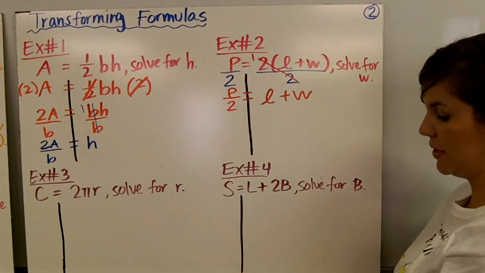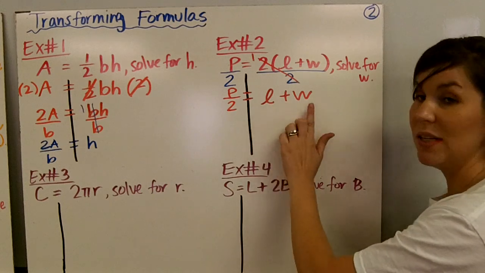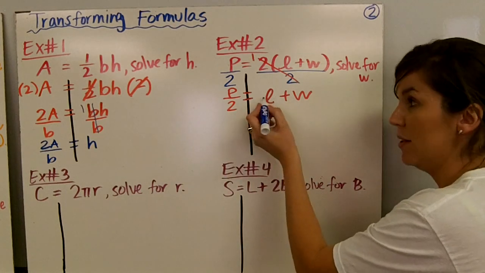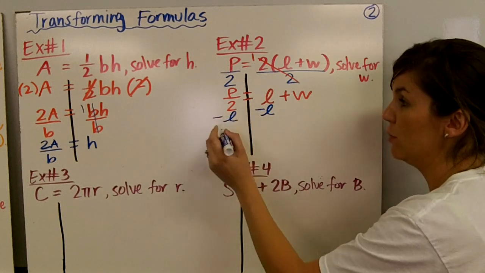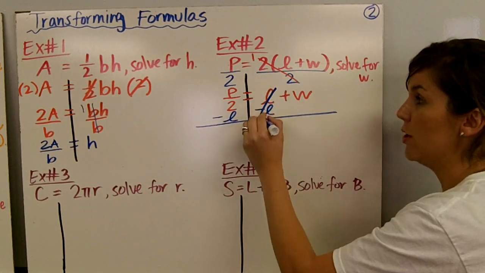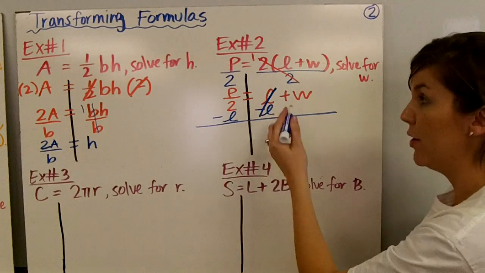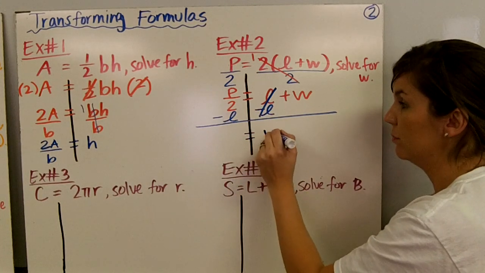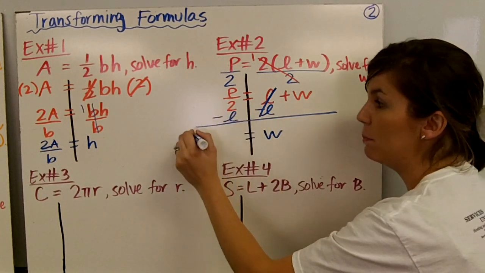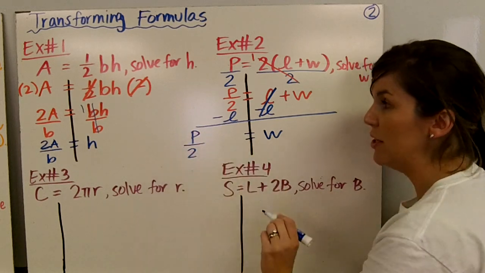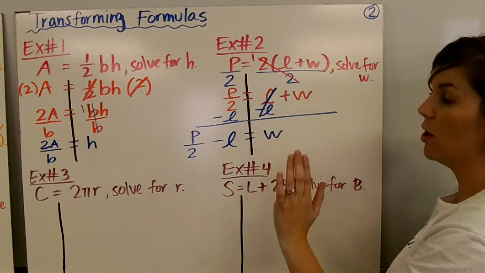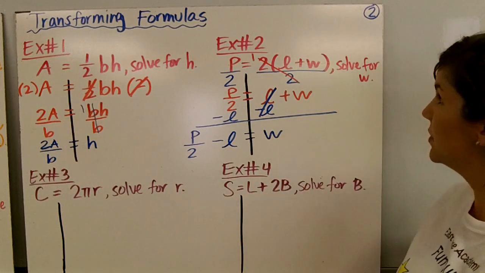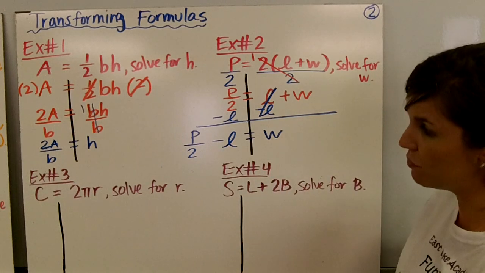Now to get W by itself, it has L plus W, so the opposite is a positive L. We're going to subtract L. Subtract L from both sides. So those will cancel out. L minus L is 0, plus W is just W. And we have P over 2, P divided by 2, minus L. W is all on one side by itself, so we have solved for it.